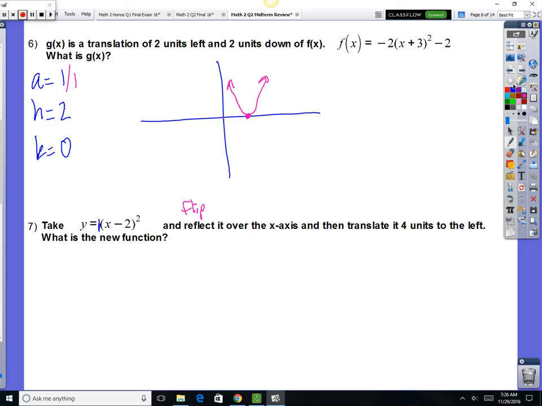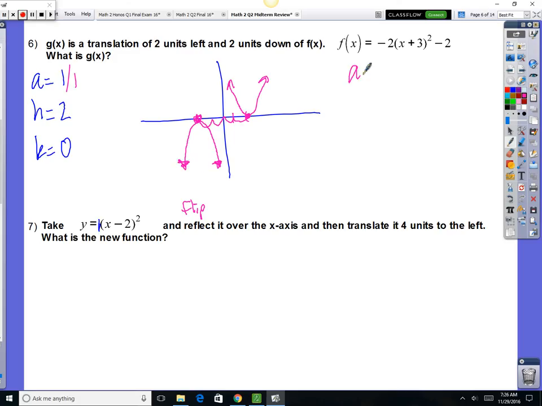units left. So if you flip it over the x-axis and go 4 units left, right now I'm over 1, 2, so I gotta go 1, 2, 3, 4. So there's my new home. Then you gotta flip it so it looks like this.